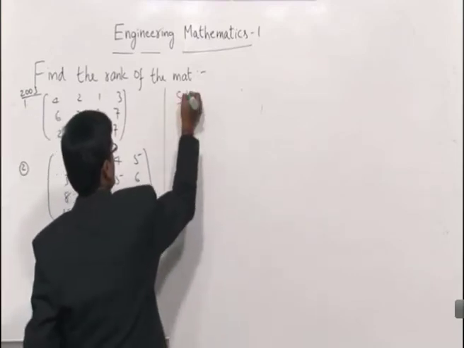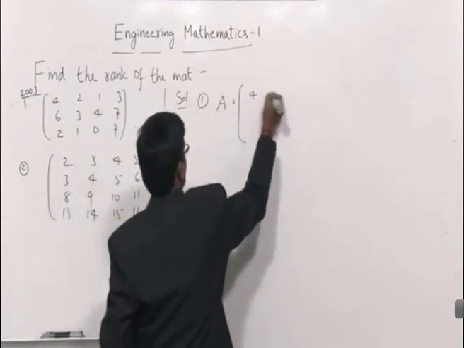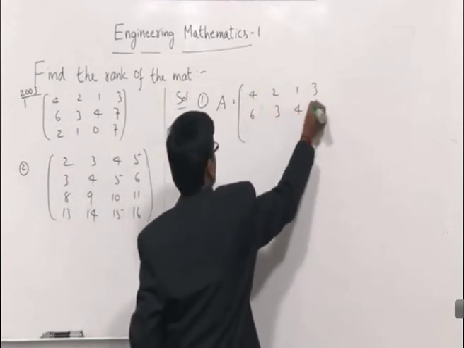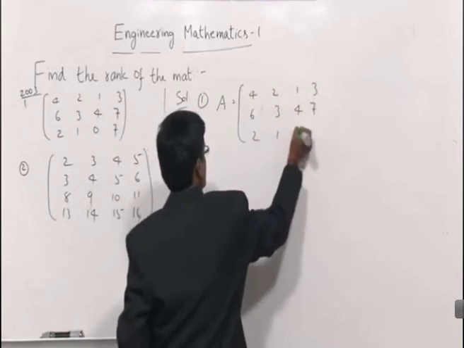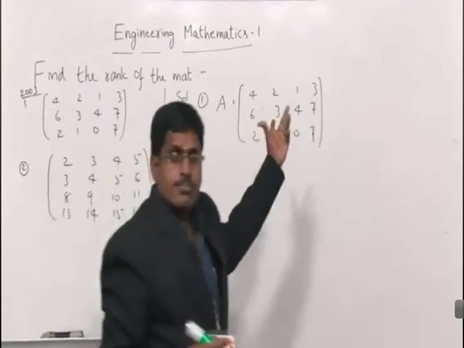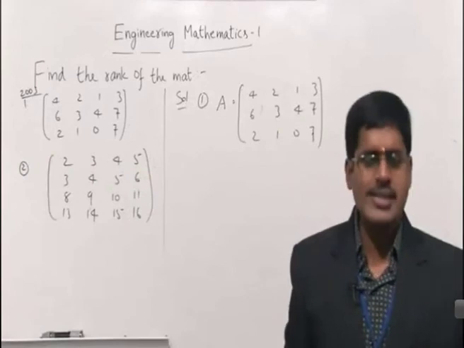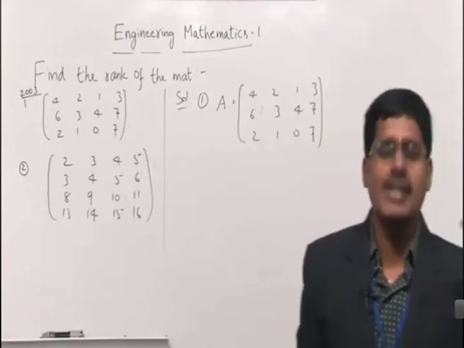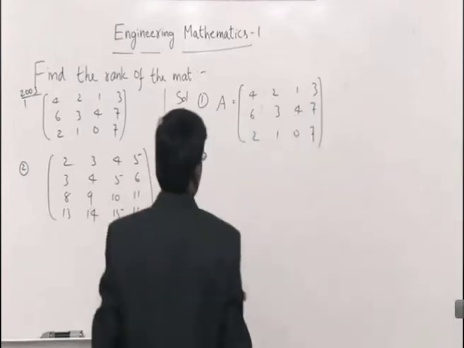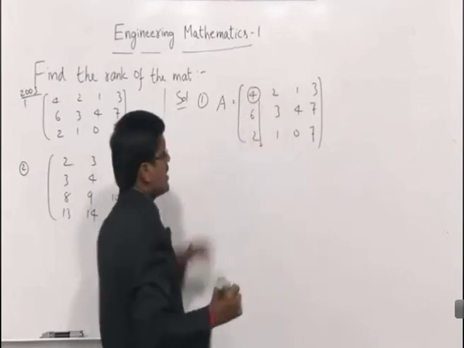Now, solutions. First one, let us say the given matrix is A. 4, 2, 1, 3. 6, 3, 4, 7. 2, 1, 0, 7. Now bring this matrix into the above definition, that is row echelon form, for which I have given 2 examples. Bring it into that form using row and column operations, or only row operations, or only column operations. Now you observe which operations I am doing.